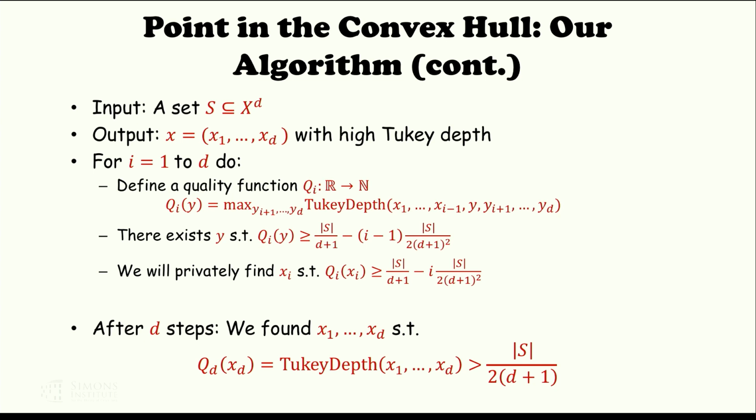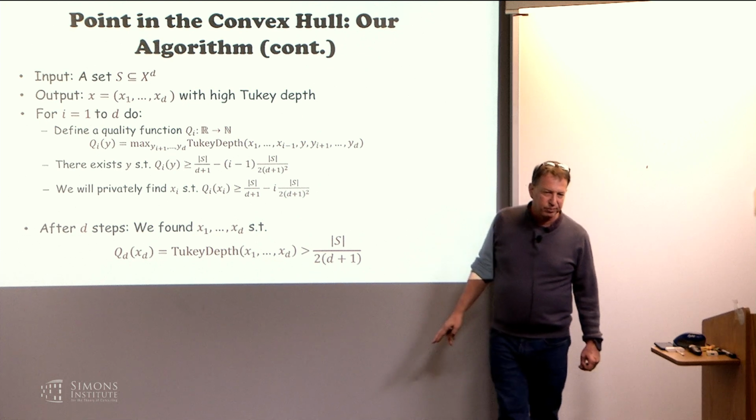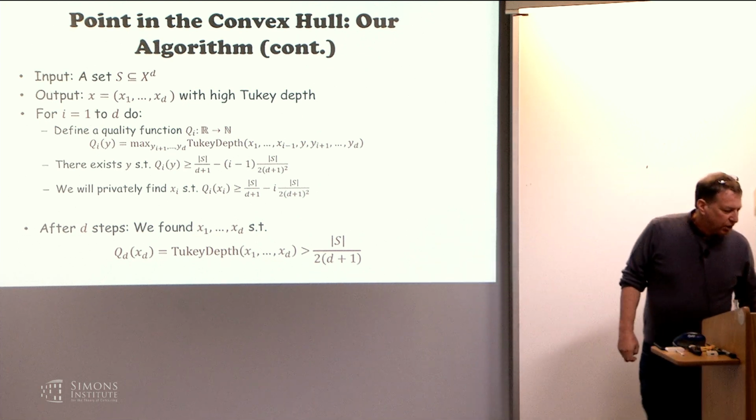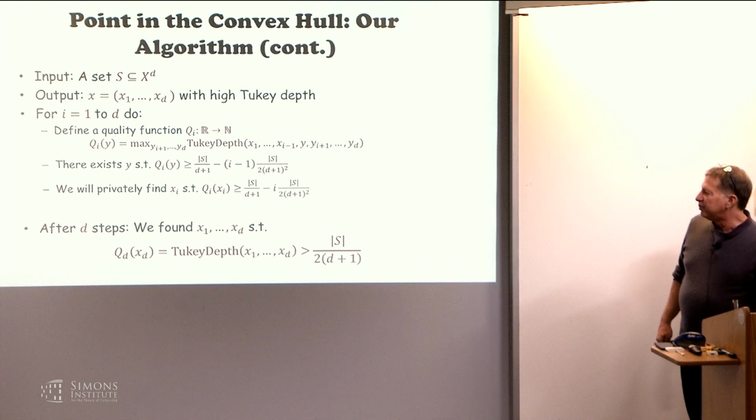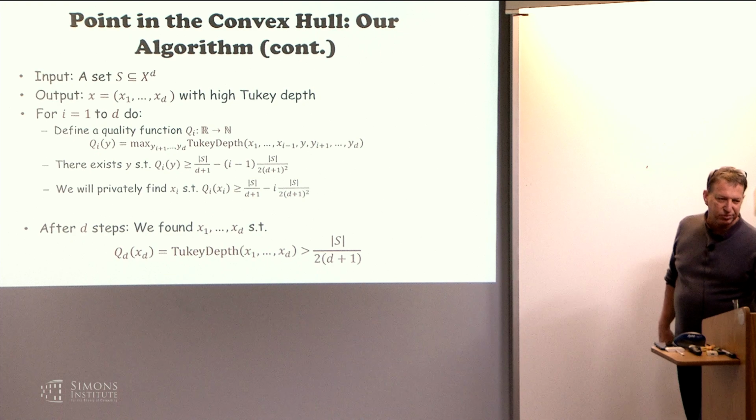After these steps, we found a point x1 to xd whose quality is the two-key def of x1 to xd. We don't have the maximum anymore. And if we sum up what we lost, it is at most half of this quantity. So we're left with a point where the def is at least s times s divided by 2d plus 1. So this is the algorithm.